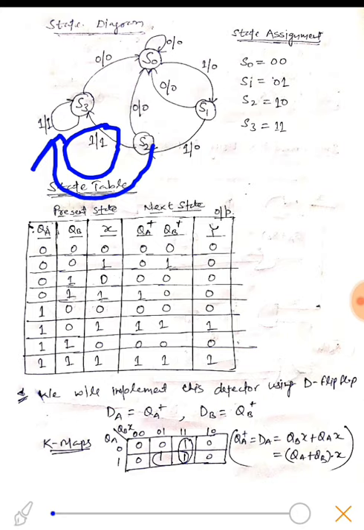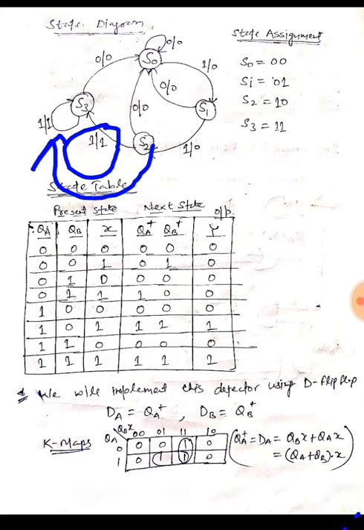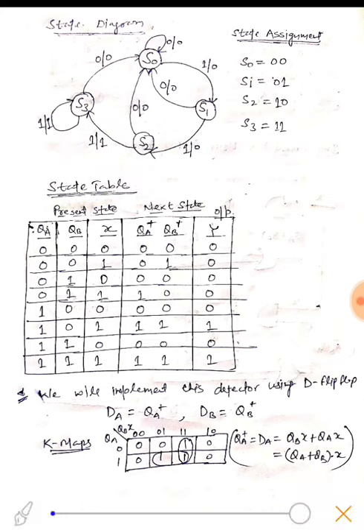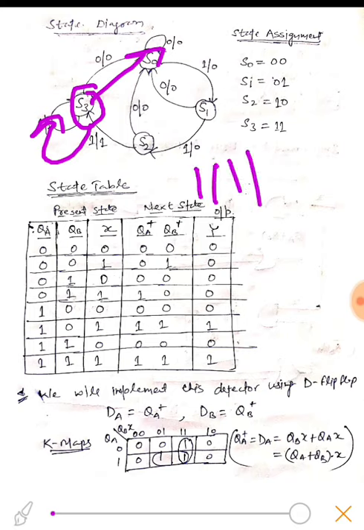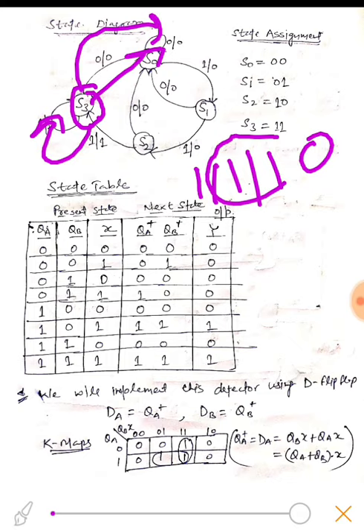Now at S3, if I get a 0, it will move to the initial state. Or if I get a 1 again, that is, we have now 1 1 1 1, 4 ones. So as the overlapping is allowed, it will remain in state 3. If again 1 comes, it will remain in state 3, and the output would remain high. As soon as we get a 0, it will move to the initial state, and output would become 0.